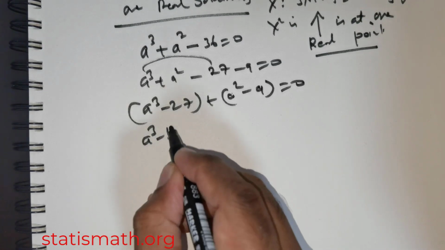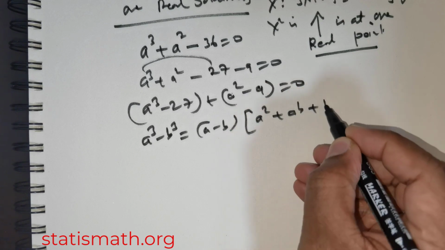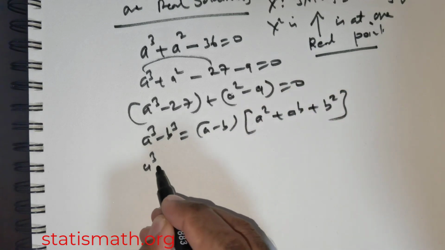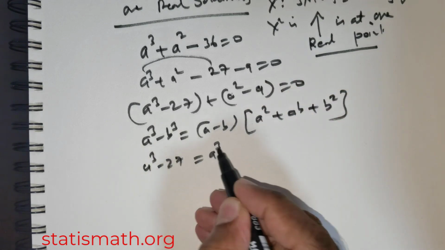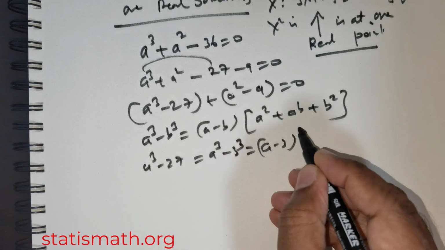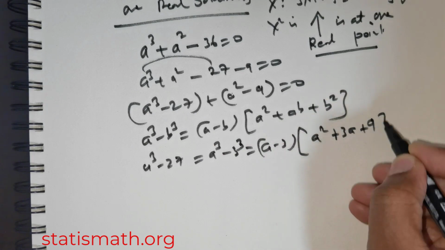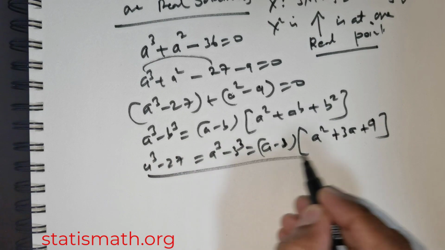Now this is nothing but a cubed minus b cubed, which is nothing but a minus b times a squared plus ab plus b squared. So a cubed minus 27, I'm going to rewrite in this fashion. This is going to be a minus 3 times a squared plus 3 times a plus 9. Just take this and substitute it here.